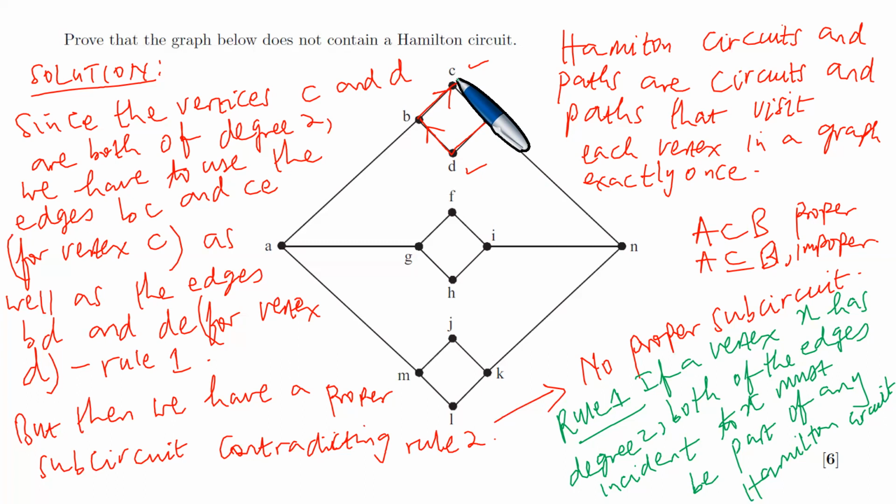Right, it can be formed when building a Hamilton circuit. A proper subcircuit is a circuit not containing all the vertices. So that is the reason particularly that this graph here does not contain a Hamilton circuit. Think of these and make sure you understand them in view of the rules. I'm going to state the rules for Hamilton circuits up there.